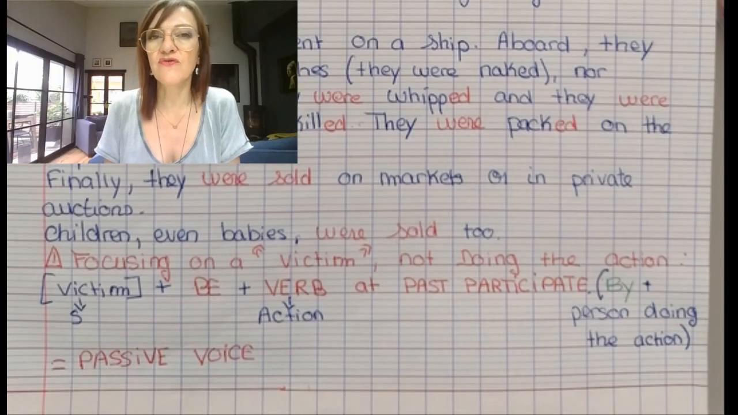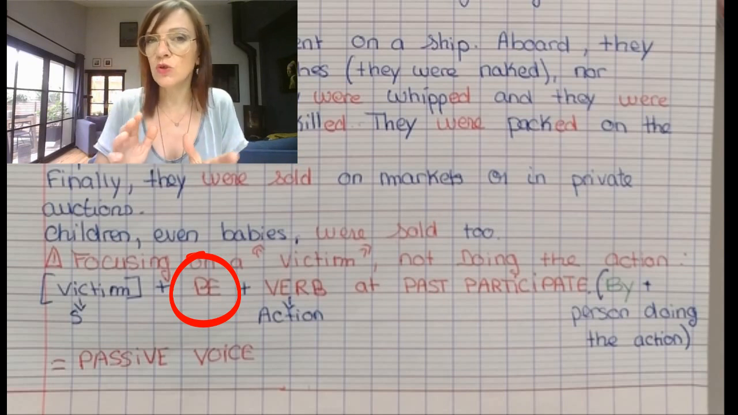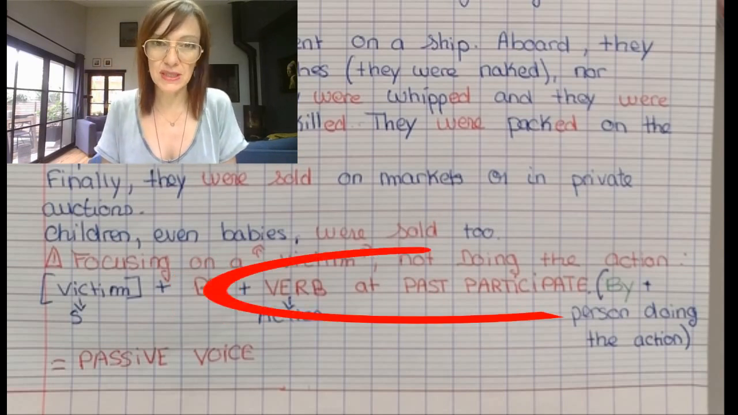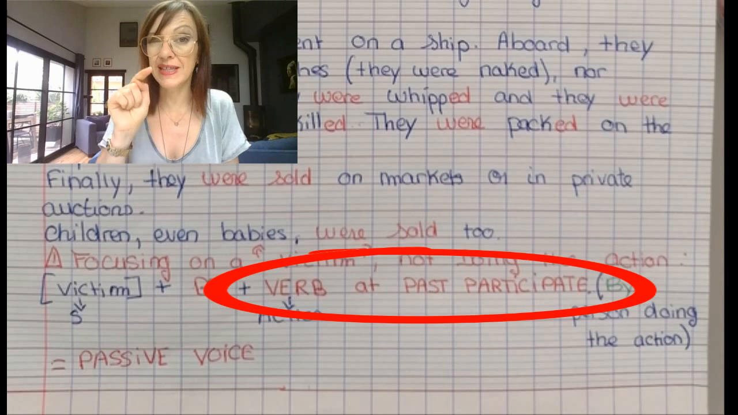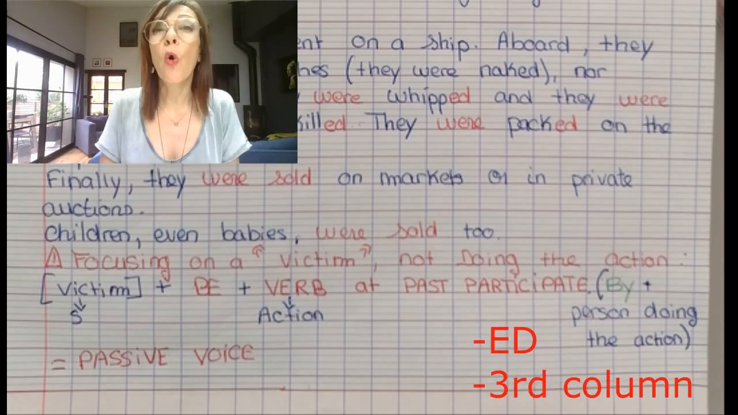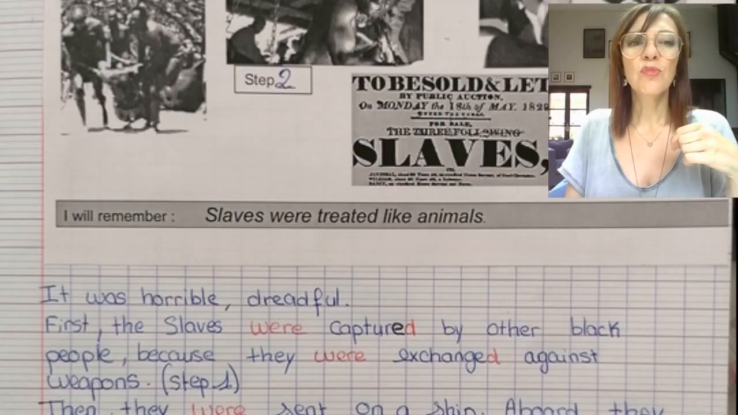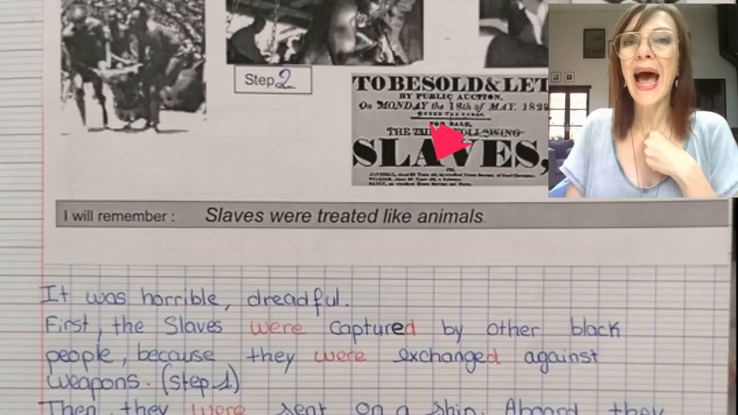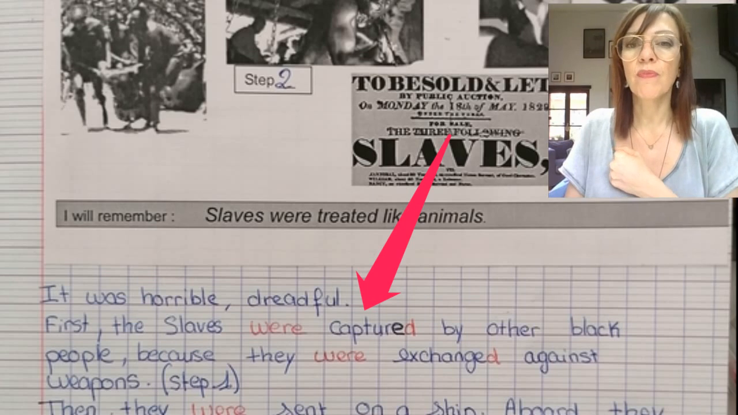You use the passive voice with be, which you put in whichever tense you want, and the past participle. The past participle you can form with -ed at the end of the verb, or you can use the third column of your irregular verbs. For example, we said the slaves were captured by other black people. They were exchanged against weapons.